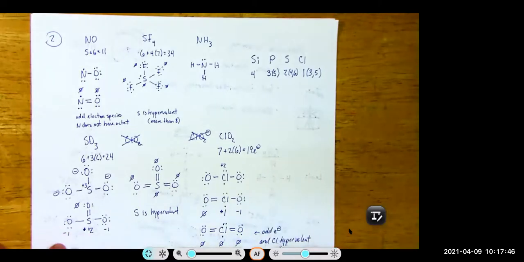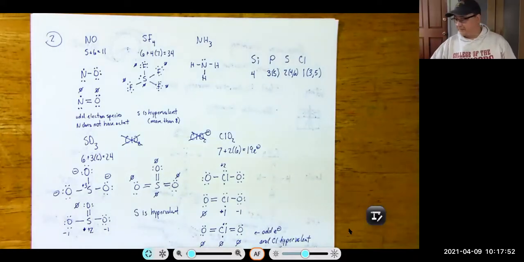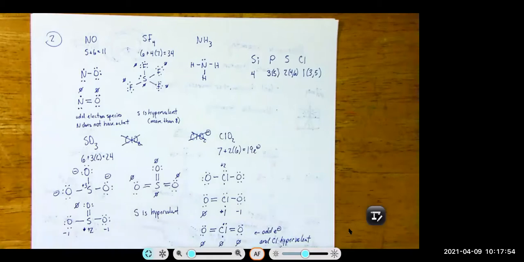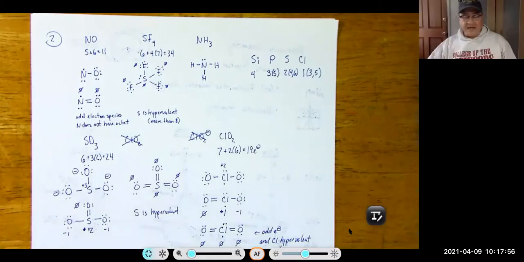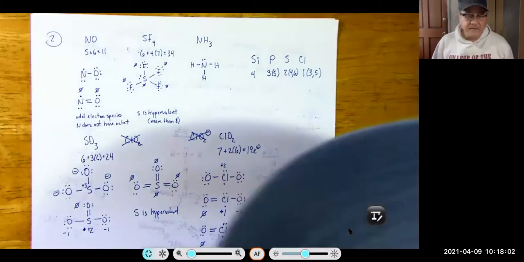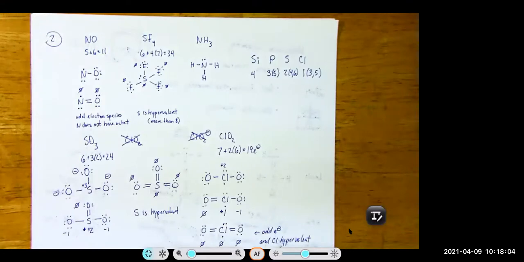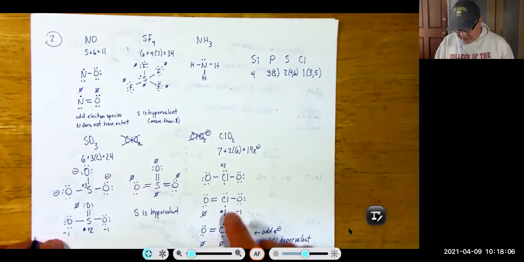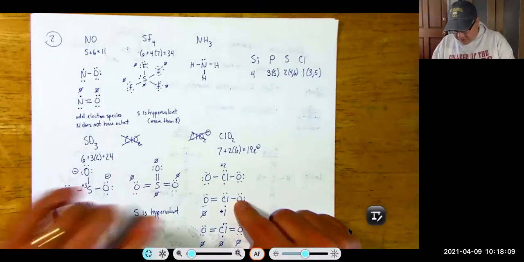What is the max amount of electrons that chlorine can have around it? 14, right? It's the same as sulfur, right? Yeah, anything in period 3 can have 14 electrons. Normally they don't. They might have 12. But why do I say this one is better?